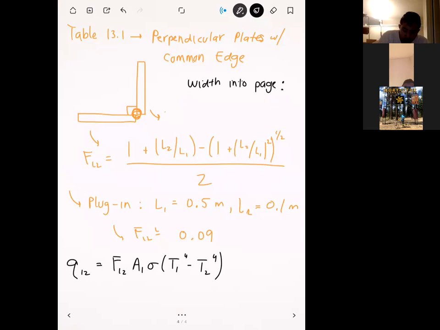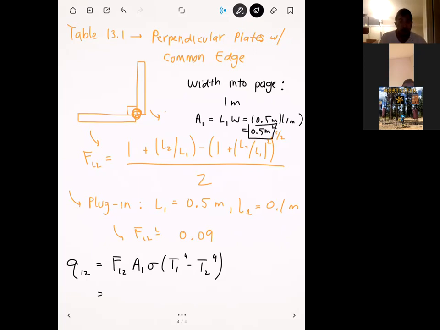Right? And so the width of those plates into the page is going to be 1 meter. Okay. And so the area of surface 1 is equal to the length of surface 1 times the width. And so this is 0.5 meters times 1 meter. And so this is 0.5 meters squared.